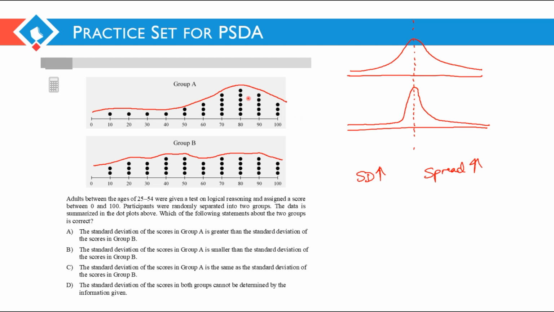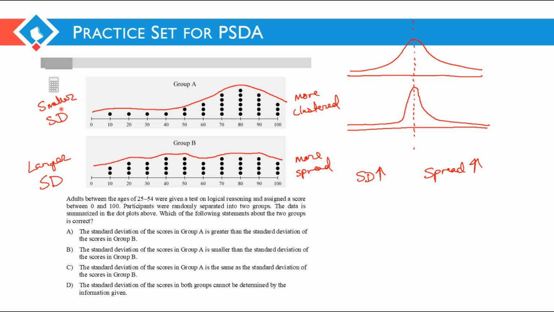So in this instance, we can see that group A is more clustered, right? So this data is more clustered. And this data is more spread out. Therefore, it must have the larger standard deviation, and this must have the smaller standard deviation because it's more clustered.